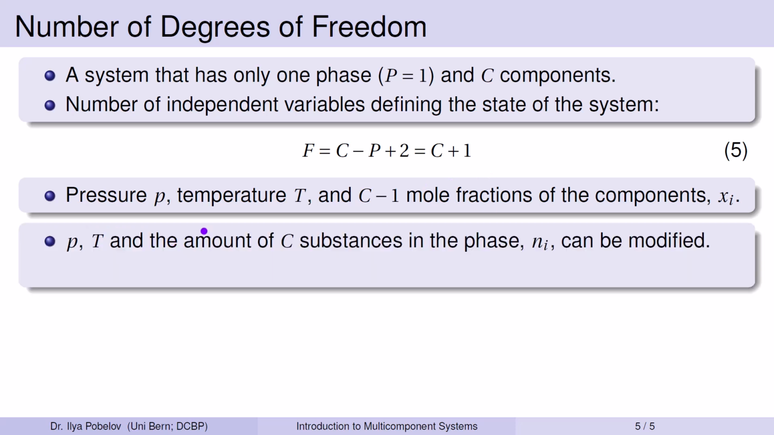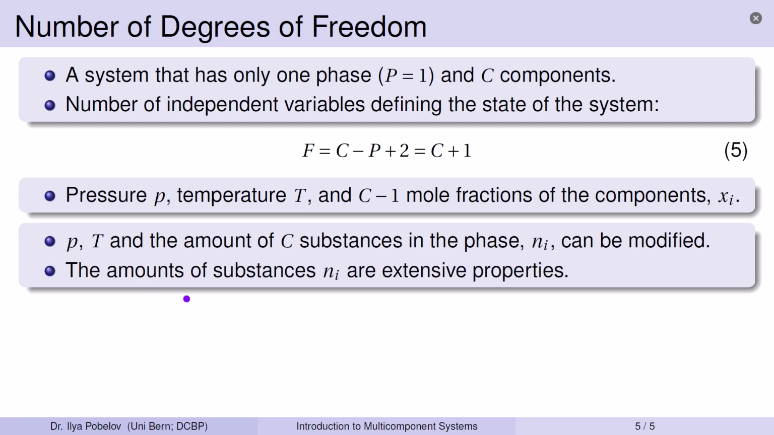On the other hand, we have the freedom to modify the amount of C substances in the phase, in addition to pressure and temperature. Why is there such a discrepancy between these two sets of independent variables? The reason for this is the distinction between extensive properties, such as amounts, and the intensive variables, which are considered to define the system's state according to the Gibbs phase rule.